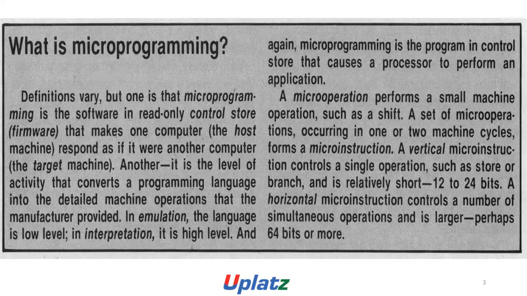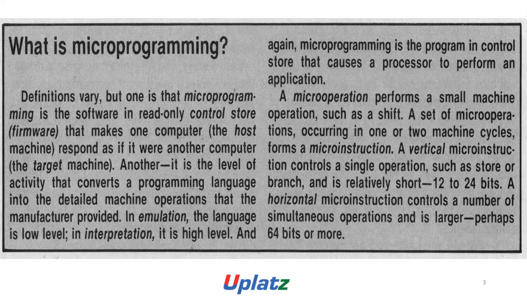What is microprogramming? Definitions vary, but one is that microprogramming is the software in read-only control store called firmware that makes one computer, the host machine, respond as if it were another computer, the target machine. Another is that it is the level of activity that converts a programming language into detailed machine operations that the manufacturer provided. In emulation, the language is low level. In interpretation, it is high level. And again, microprogramming is the program in control store that causes a processor to perform an application.